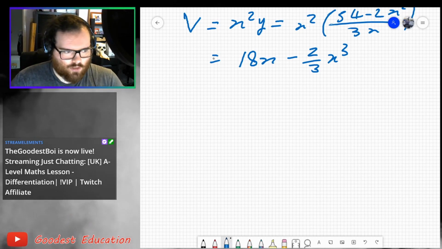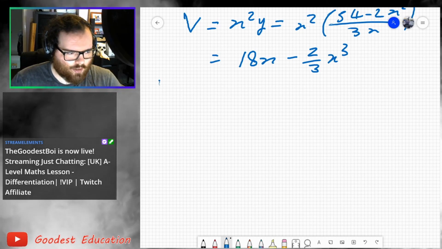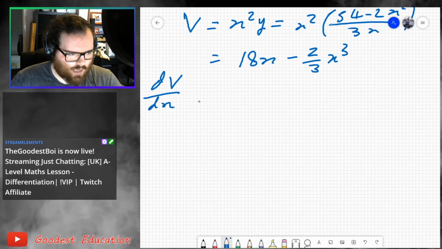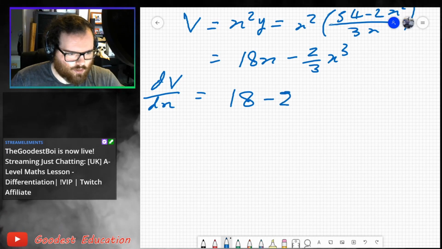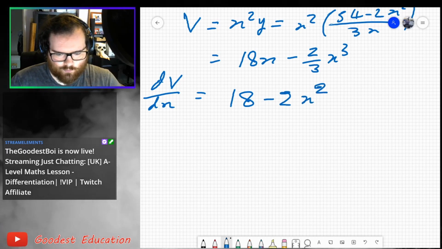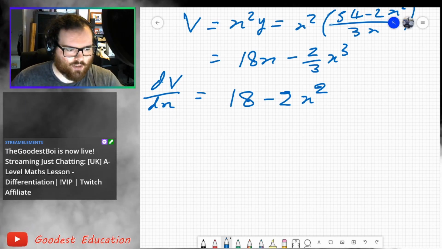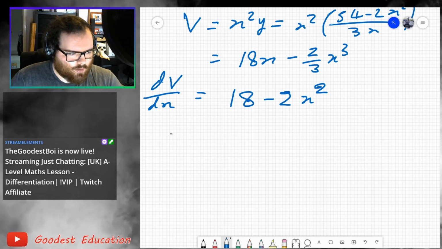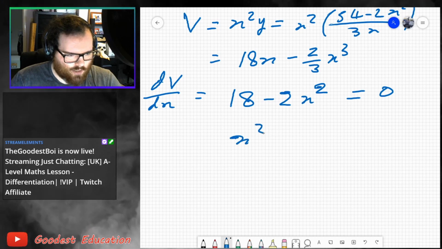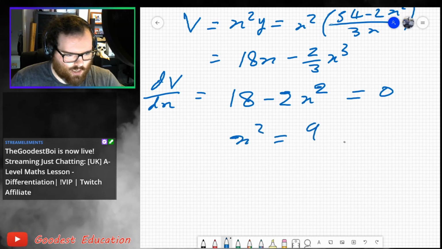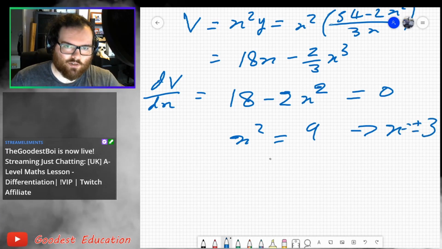So we want the differential with respect to x because x can vary. So we want dV/dx to be equal to 18 minus 2x squared. Now we want to find the positions of the stationary points, the maximum and the minimum. So we set this to 0, which means that x squared is equal to 9. Therefore, x is equal to plus or minus 3, because it's a square root.